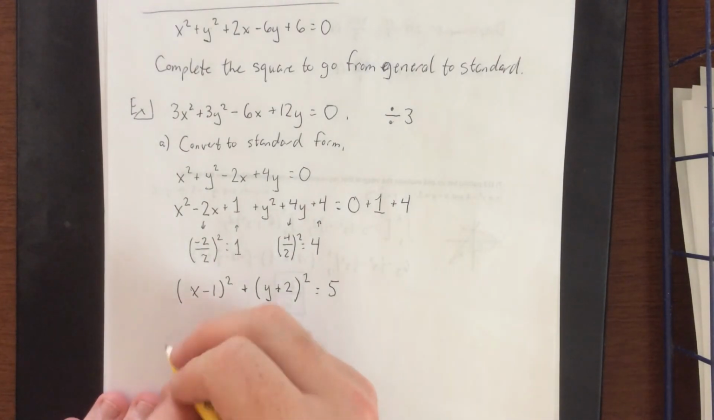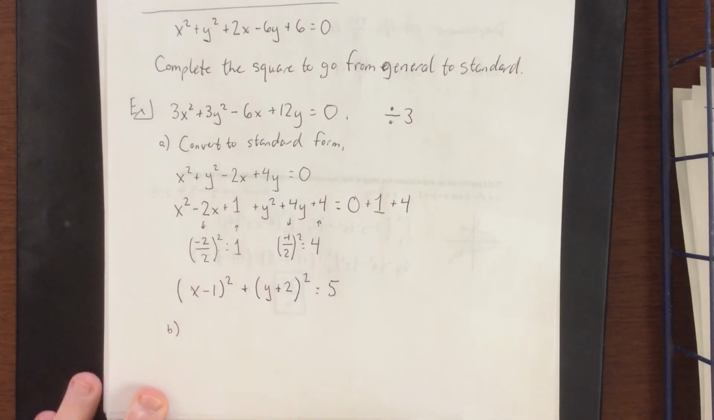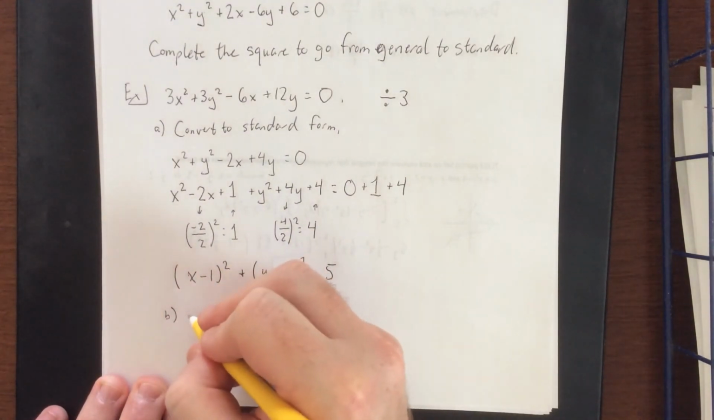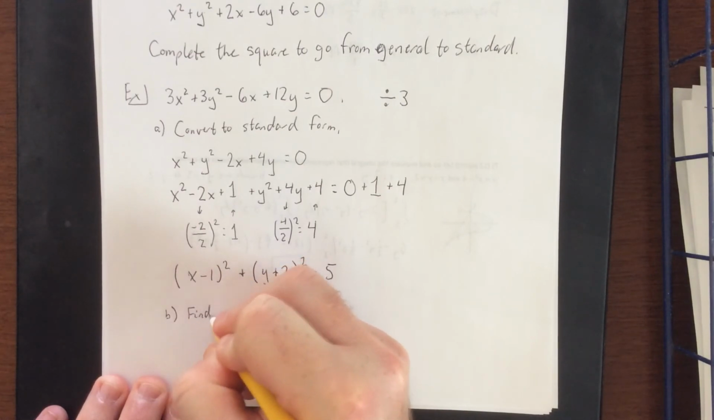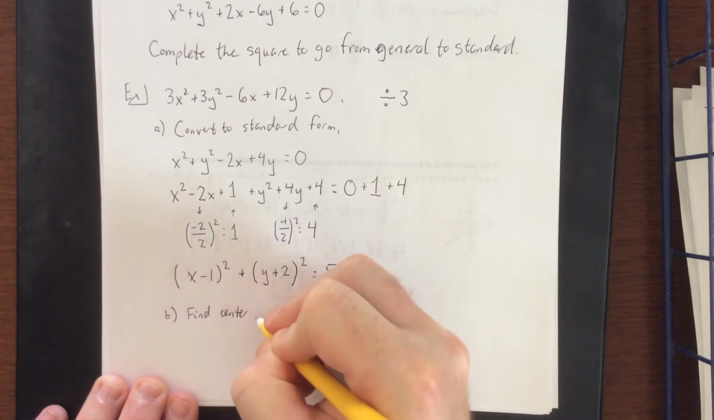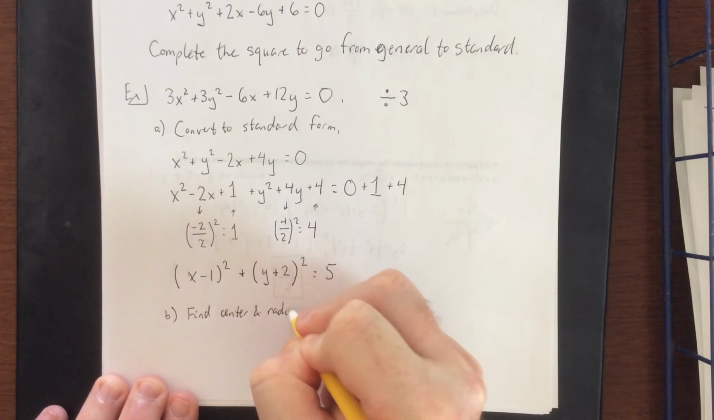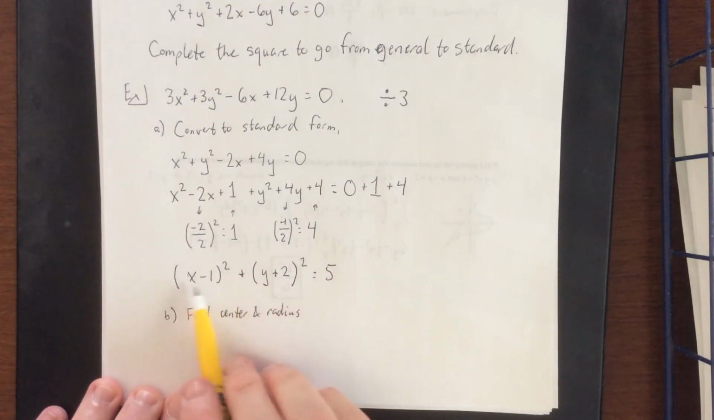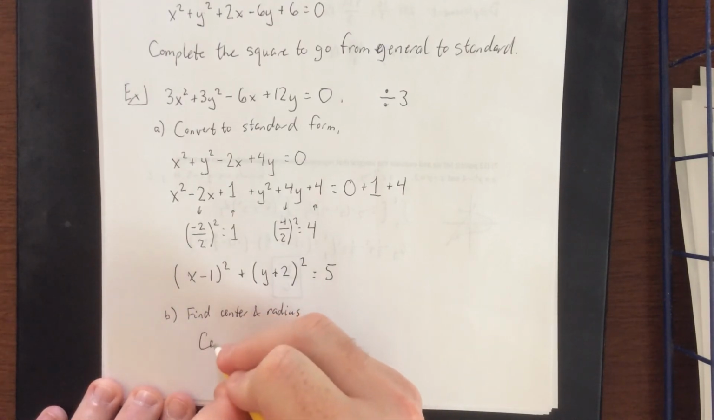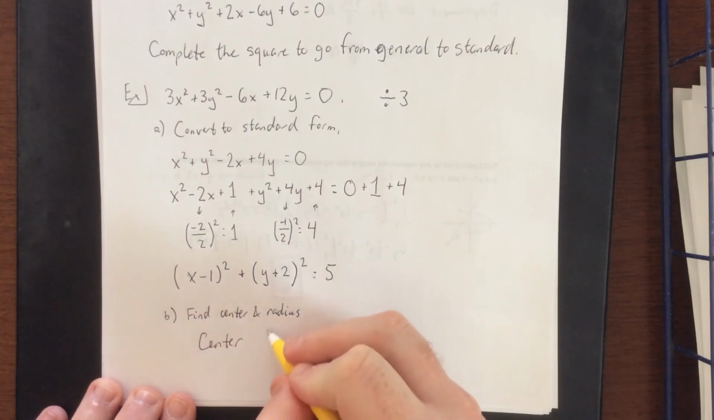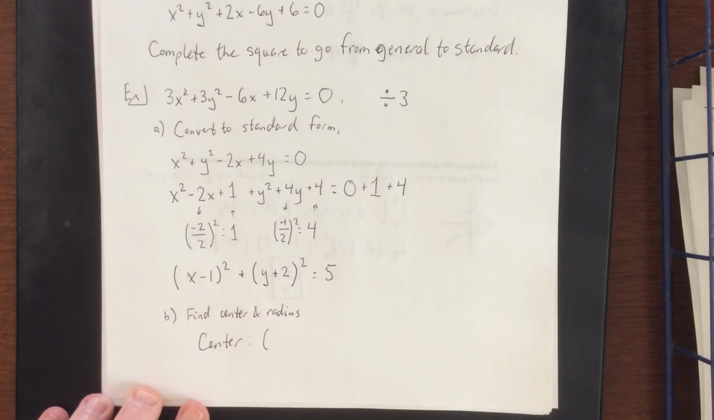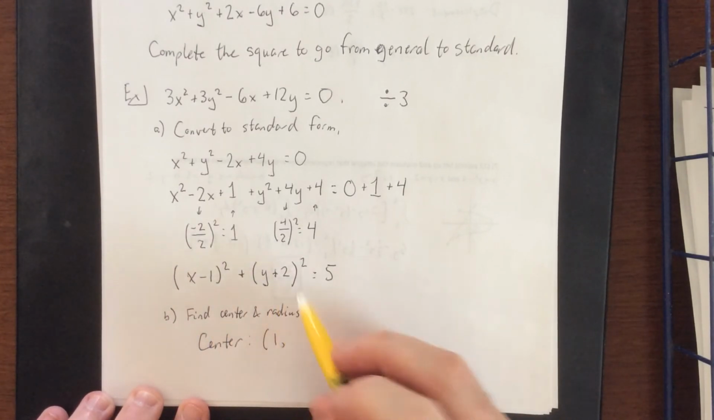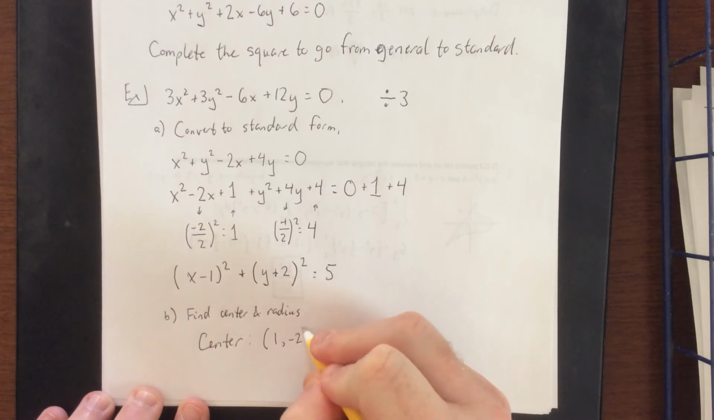Now, by converting to standard form, it makes it a lot easier to do any of the things that we would have done in previous problems. For example, we could say find the center and radius. To find the center and the radius, we take a look inside each of the parentheses and say that the center is going to be whatever's being subtracted from each of our variables. For x minus 1, that gives us a positive 1. For y plus 2, that's going to give us a negative 2.